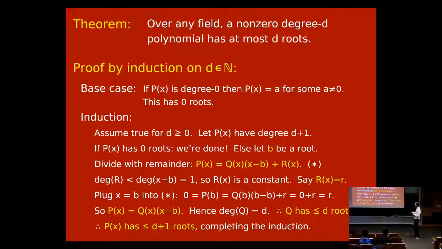And now I claim that therefore p has at most d plus 1 roots, because this is p right here. What I need to show is that there are at most d plus 1 numbers you can plug in to get 0. To get this to be 0, either q has to be 0 or x minus b has to be 0. This is only 0 if x is b, that's 1. And q has at most d roots, so that's the other d. So at most d plus 1 different numbers can make p 0, and that's the end of the proof.